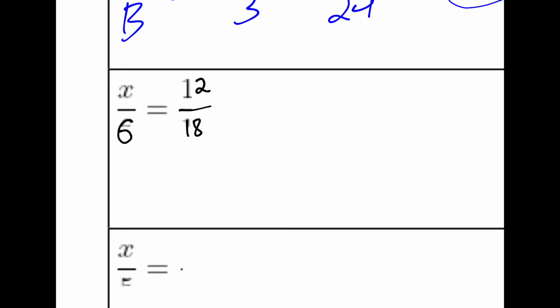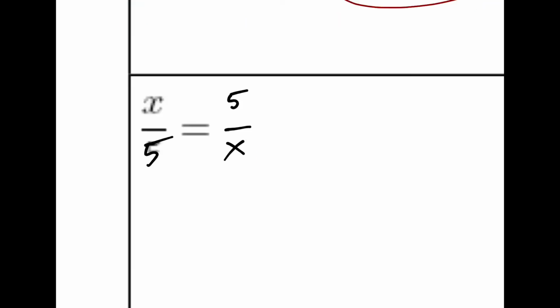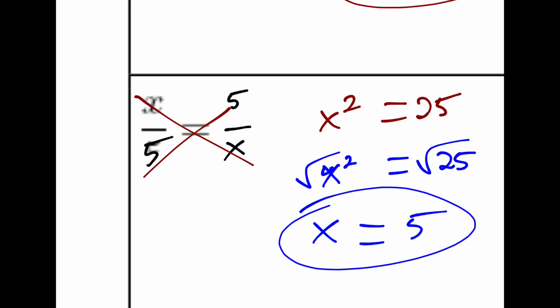If we are given the proportion x is to 6 as 12 is to 18, you can set this up using cross multiplication. 18x is equal to 72. If you divide, you get that x is equal to 4. Another proportion, if you set it up using cross multiplication, you get x squared is equal to 25. You have to take the square root of x squared, and then you have to take the square root of 25. On the left, it becomes x. On the right, the answer is 5.